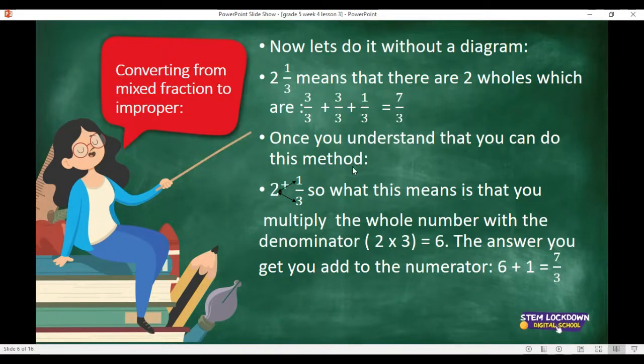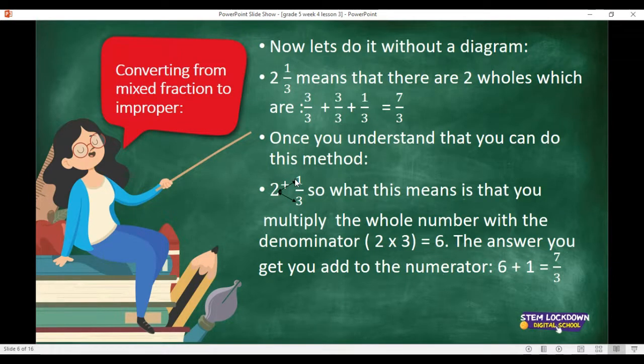And then thereafter, this is the second method that you can use. You can take the whole number, which is 2, and multiply it with the denominator, which is 3. So we say 2 multiplied by 3, and then we get 6. The answer that we get, we have to add to the numerator. So we times down, and then going up, it's a plus. 2 times 3, 6, we plus up, 6 plus 1 is 7.